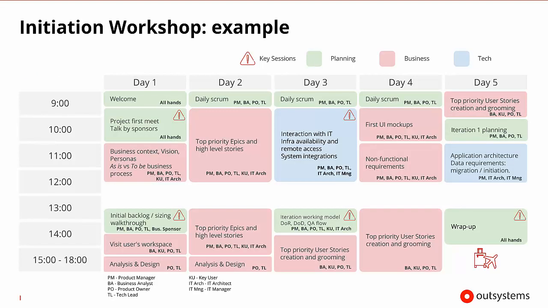In the initiation overview section, we looked at the example of the initiation workshop, which is a one-week workshop that focuses on a number of different things. In the overview, we talked about the different key areas where planning is important, and in this session, we're going to focus a little bit more on the business and the types of things that need to be done in the red sessions.